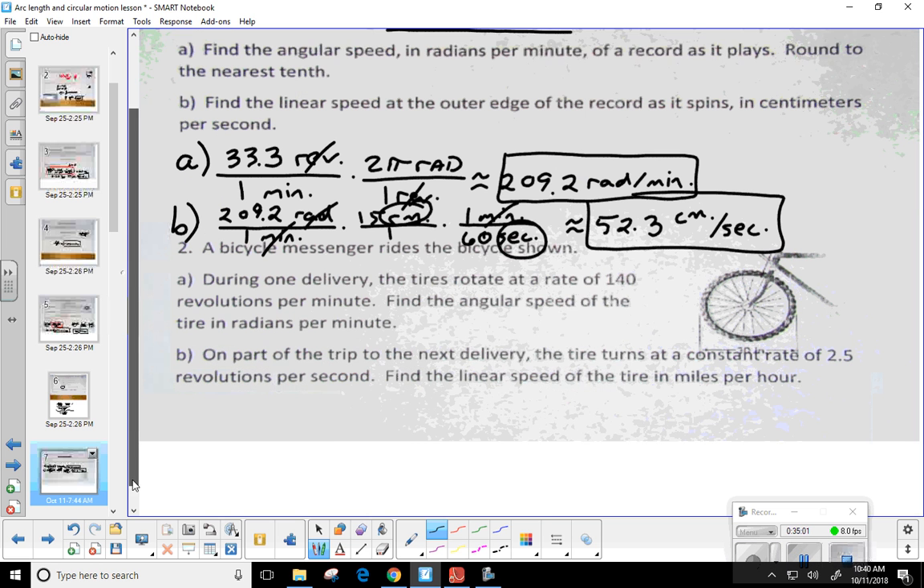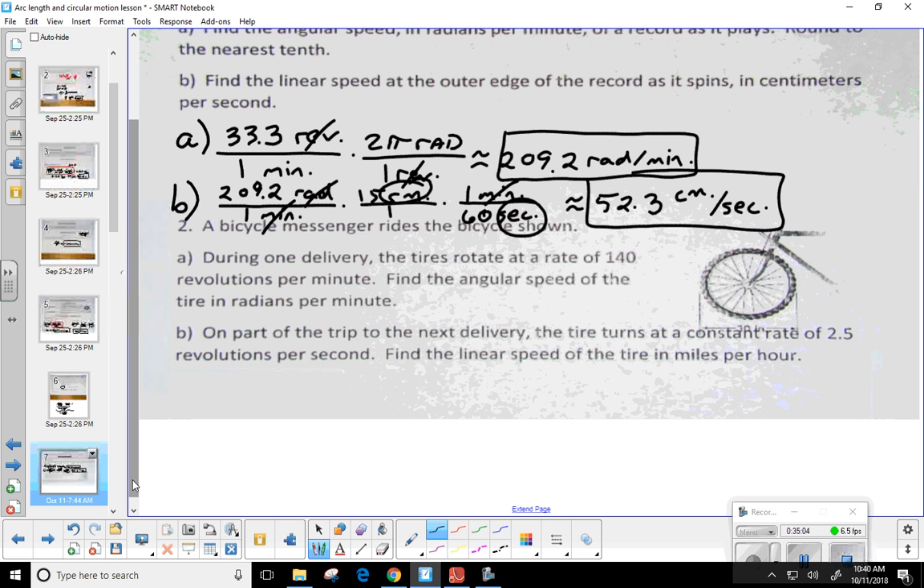Number 2. A bicycle messenger rides the bicycle shown. Now, it did get really close to your text, but what's the diameter of the wheel? 30. So again, we have a radius this time of 15 inches. That'll help me out with part B. So during one delivery, the tires rotate at a rate of 140 revolutions per minute. Find the angular speed of the tire in radians per minute.